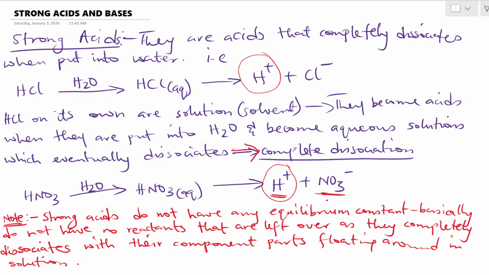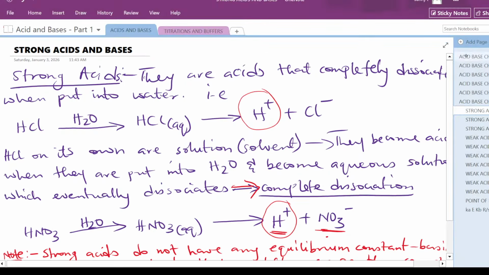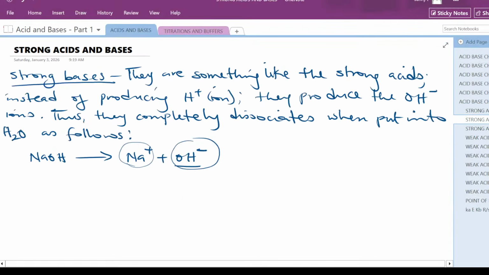Okay, so we move on to the next page, which talks about strong bases. And we said that they just behave exactly like the strong acid, but in this case, instead of producing a proton, which is your hydrogen ion, they produce your hydroxide ion. However, they also completely dissociate in solution. When they are put in water, they dissociate completely. And we saw an example of what?